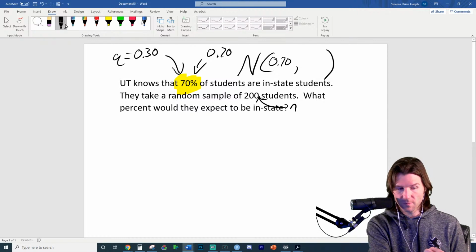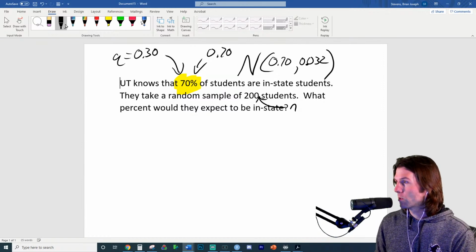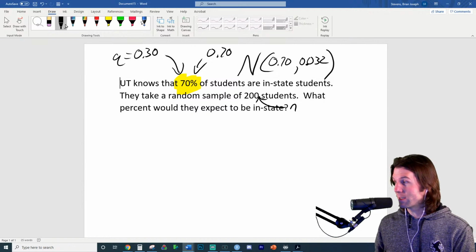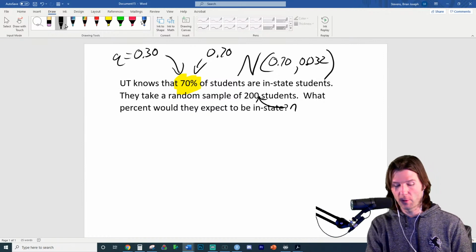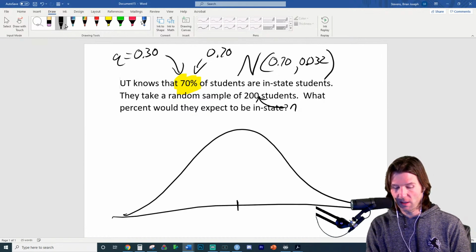0.032. My periods get lost sometimes there. So that is the standard deviation. And then we might ask, is something odd? Would it be odd to see 80% of students being from in-state? And I picked 80% for a reason when I saw the standard deviation. So we could ask, is 80% odd? If we saw that in this sample, would that be odd?